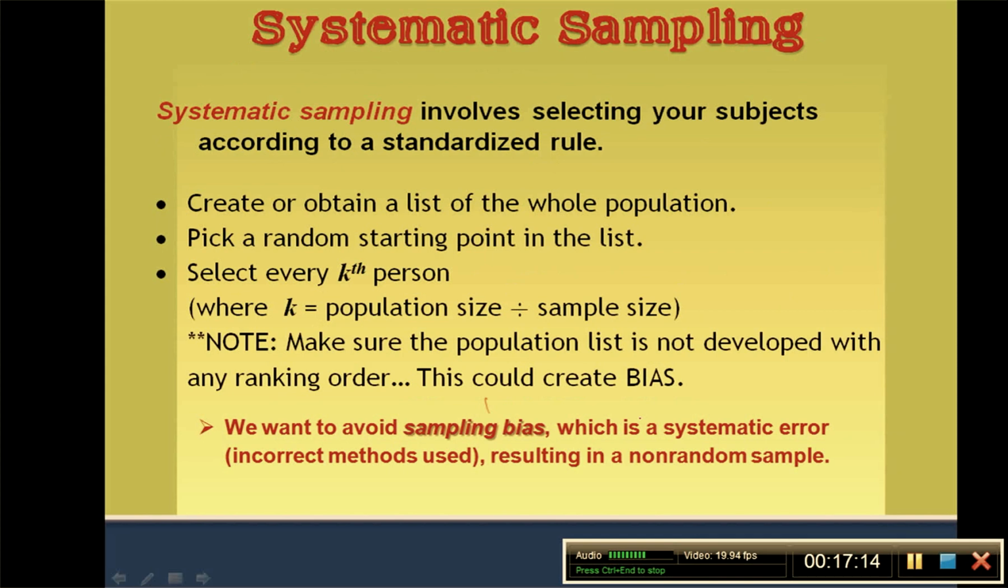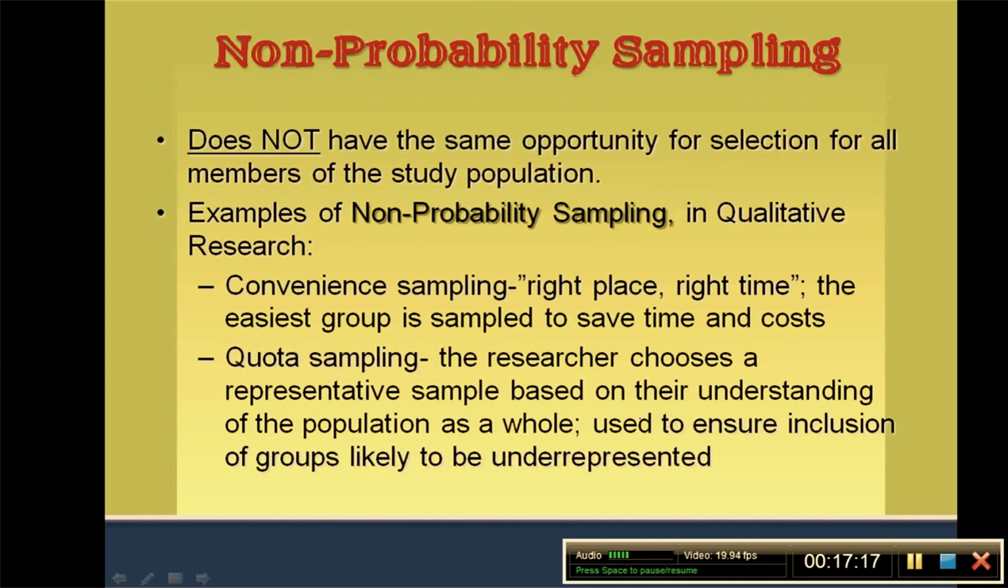And of course, there is non-probability sampling. This does not have the same opportunity for selection for all members of the population. In other words, all members of the population do not have the same probability of being selected in the sample. There could be convenience sampling, which is you're in the right place at the right time. The easiest group to be sampled is the one that gets sampled.